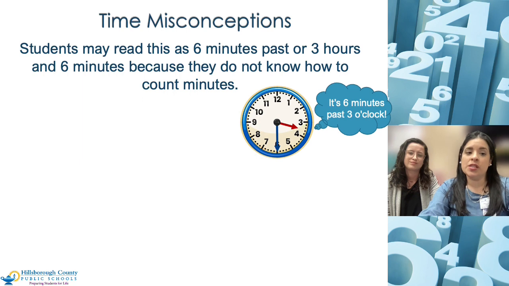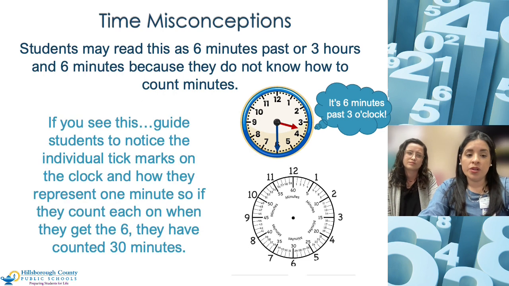Another misconception that students might have is that they may read this clock as an example of 6 minutes past 3 hours or 3 hours and 6 minutes. They get confused with the hour hand and the minute hand and thinking that the number on the clock represents the number of minutes. To support this, we want to guide students to notice the individual tick marks on the clock and how they represent 1 minute each. So if they count each of those all the way till they get to 6, they will actually have counted 30 minutes. Going back to that double number line or a clock similar to this one will support students in remembering the minutes on the clock.